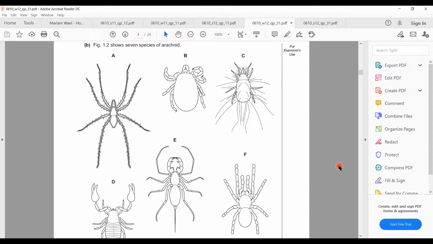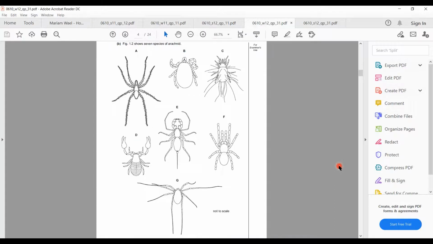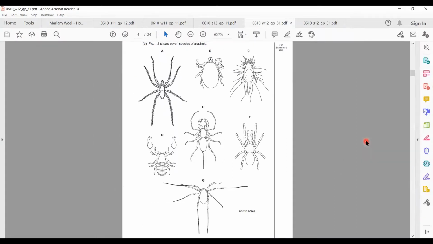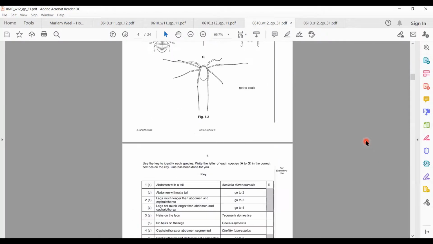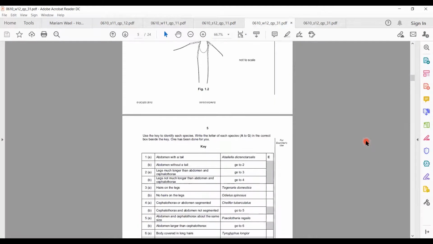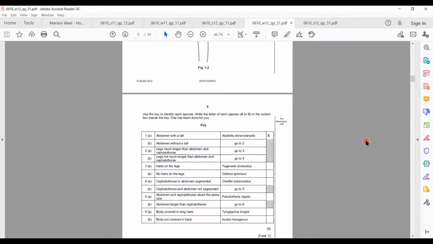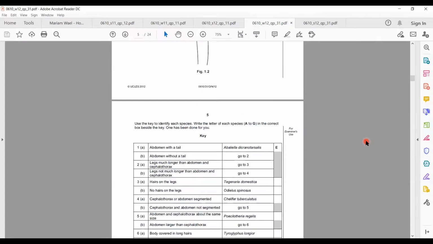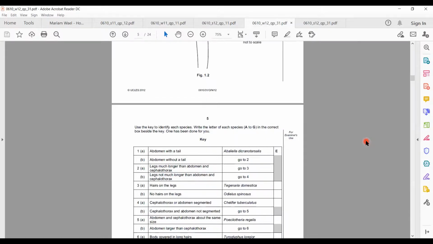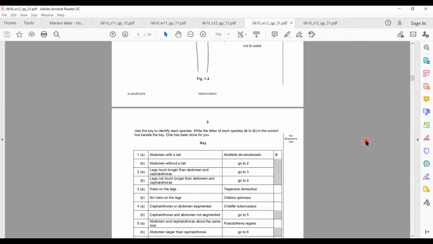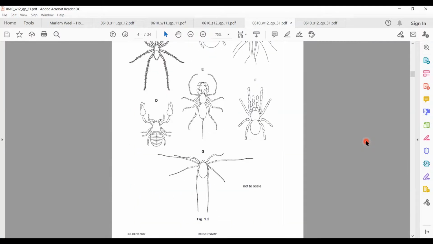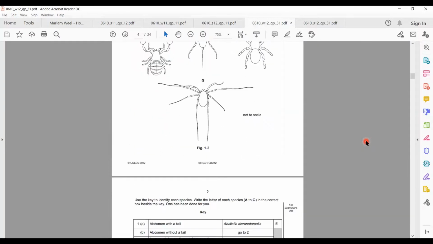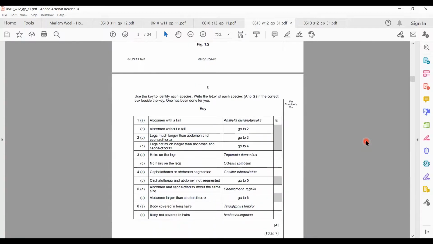Let me sort this out a bit. What is this? Let me go to the question and then I return it back. Oh, this is the dichotomous key. Then I'm going to raise the picture every now and then. I will scroll up and down. Let us see the first statement.